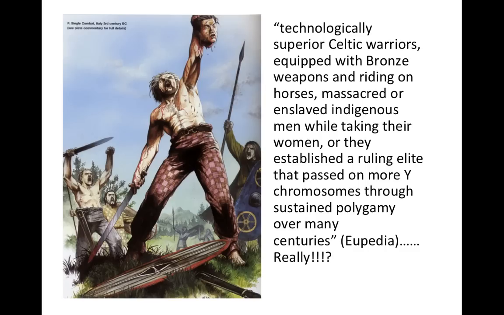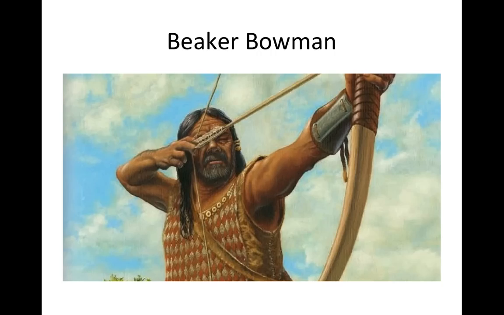Well, you've got the McAllister description, or if you go onto Eupedia, you can find this taken even further. Technologically superior Celtic warriors, equipped with bronze weapons and riding on horses, massacred or enslaved indigenous men while taking their women, or they established a ruling elite that passed on more Y chromosomes through sustained polygamy over many centuries. Really? Well, it wasn't quite like that.